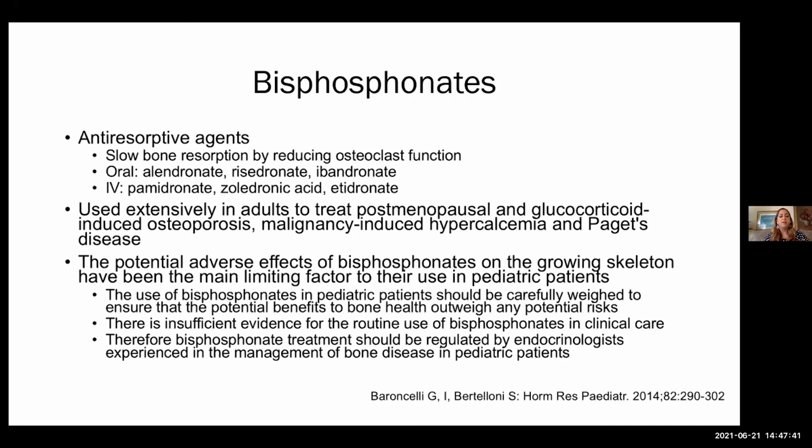We don't really know fully what the adverse effects are in children on the growing skeleton. So that has limited their use in pediatric patients. And this is a review from 2014 that mentioned that the use of bisphosphonates in pediatric patients should be carefully weighed to ensure that the potential benefits to bone health outweigh any potential risks. And they concluded that there's insufficient evidence for the routine use of bisphosphonates in clinical care. And again, therefore, treatment with this should be regulated by endocrinologists that have experience in managing bone disease in pediatric patients.